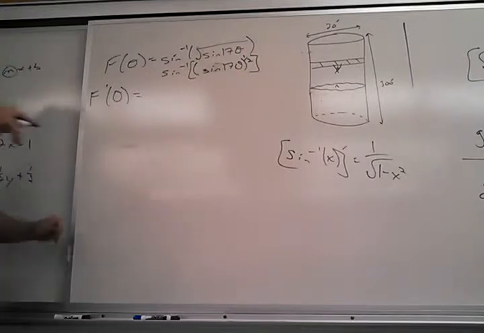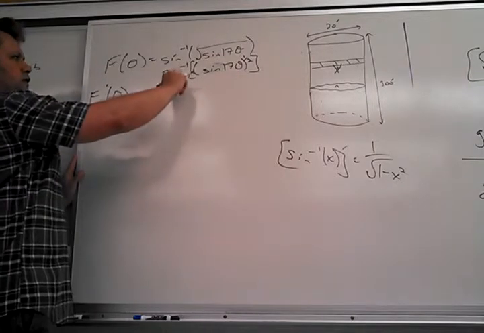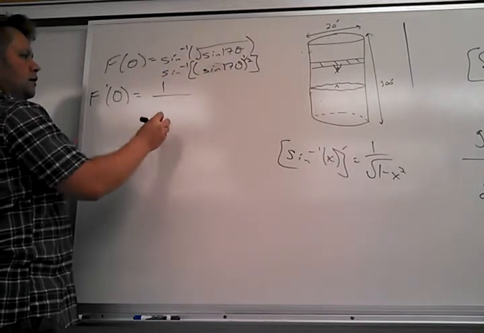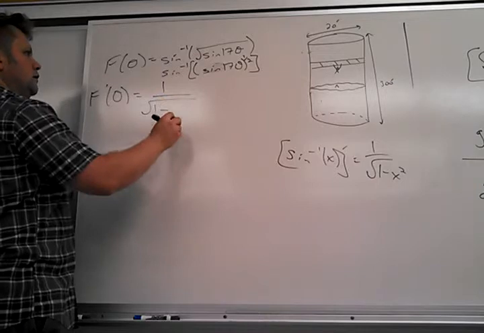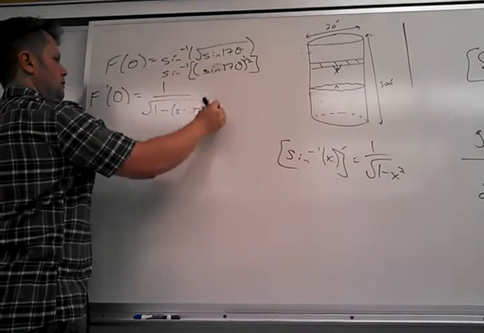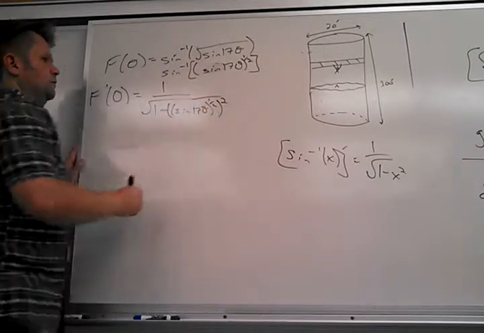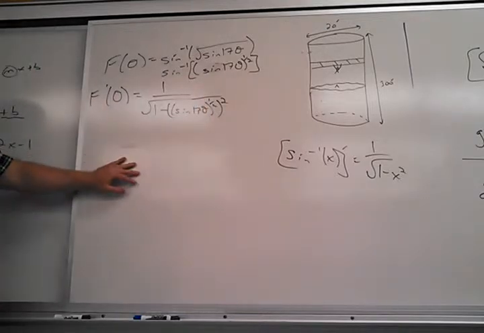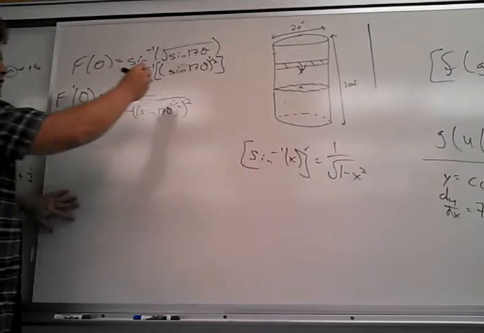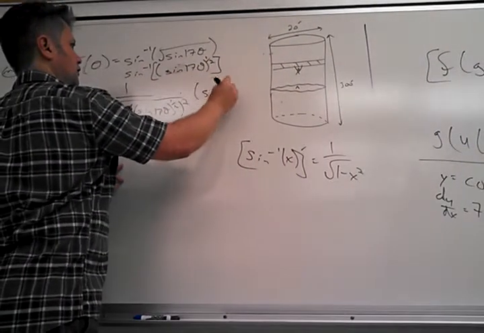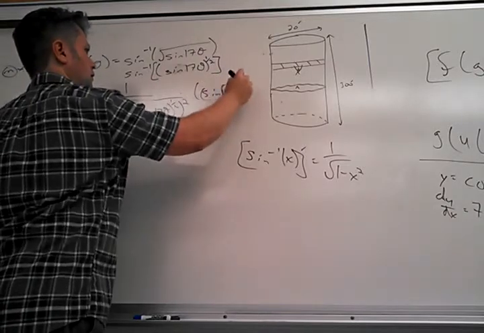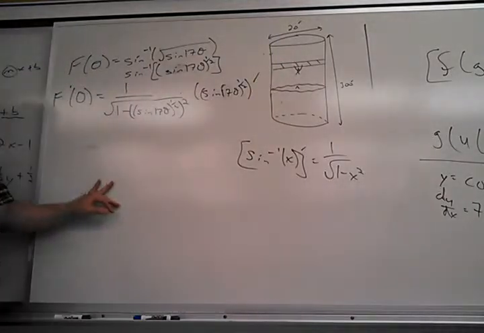Okay, maybe. So what's the derivative of inverse sine of something? 1 over square root of 1 minus that thing squared. I love it, which is kind of nice because that kills my 1/2 on there. So that's the derivative of the outside function times the derivative of the inside function.